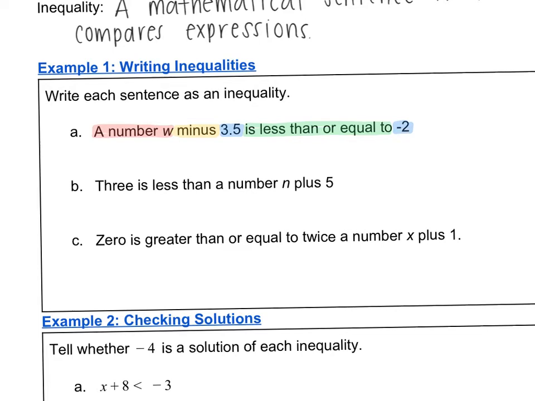And now we're going to write it. We're basically going to write what it says. It says a number W. Okay, I'll write W. It says minus. Okay, I'll write a minus sign. Minus what? It's 3.5. Is less than or equal to.